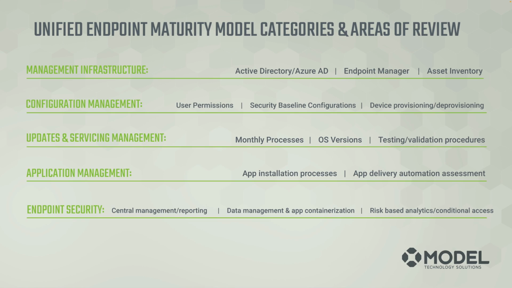This video is centered on updates and servicing management. We'll take a look at the monthly processes, operating system versions, testing, and validation. Now, this is a level 5 video. The level 1 through 4, if they are not out, they will be coming out. So stay tuned for updates there. Moving on to additional categories, application management. So all the processes around applications, and then endpoint security.